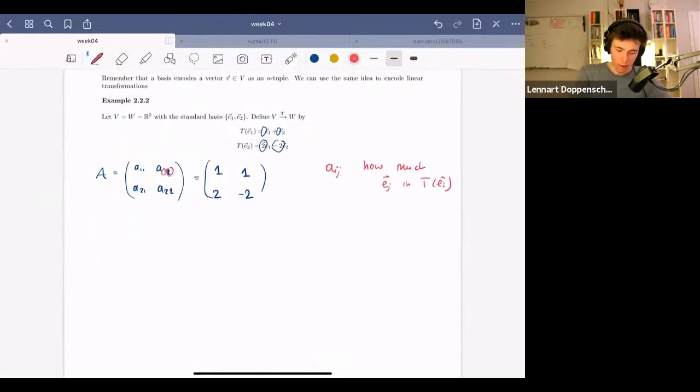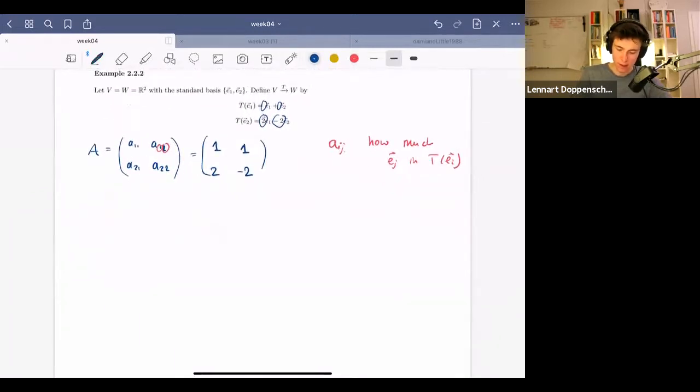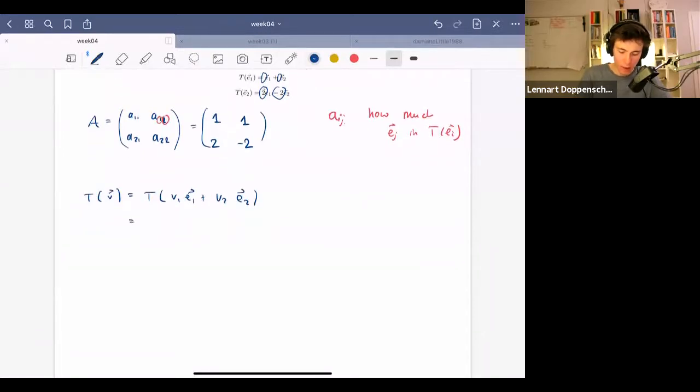Okay, so now we've seen after this that when we want to compute T of V, then what we need is to find an expression of V in terms of the basis. So we need to find T of V1 E1 plus V2 E2. And then we use linearity to write this as V1 times T of E1 plus V2 times T of E2.